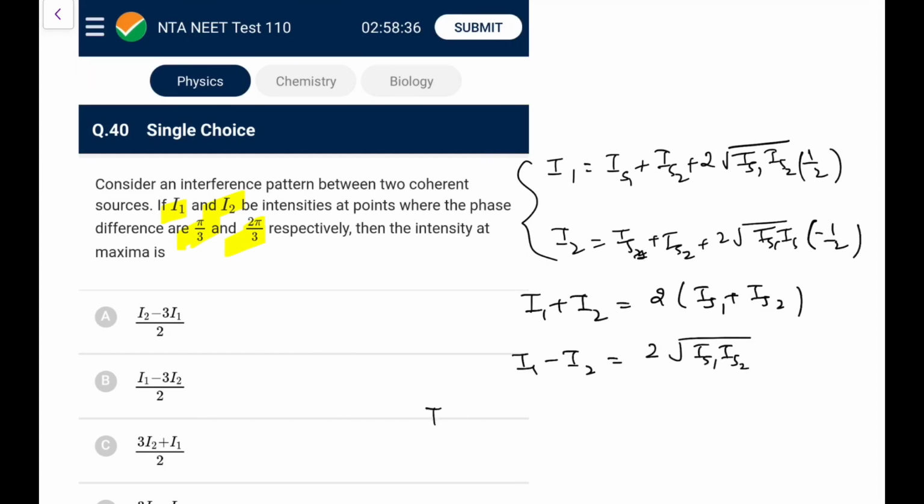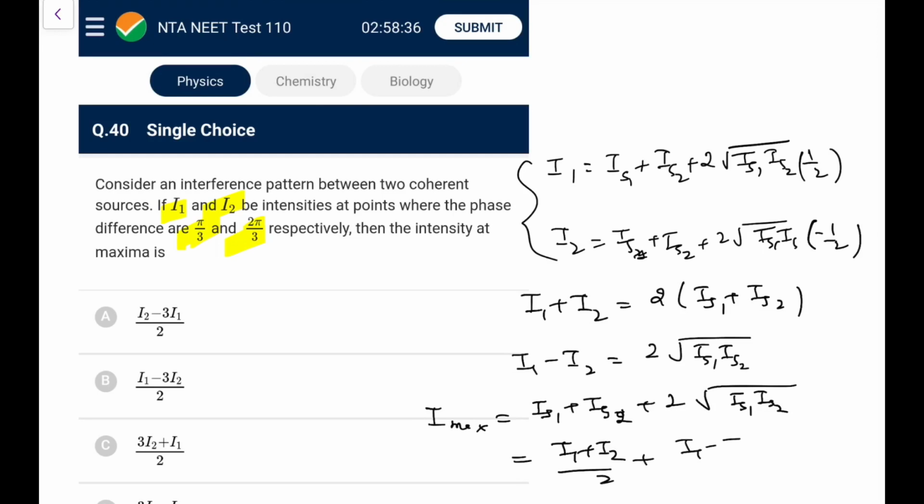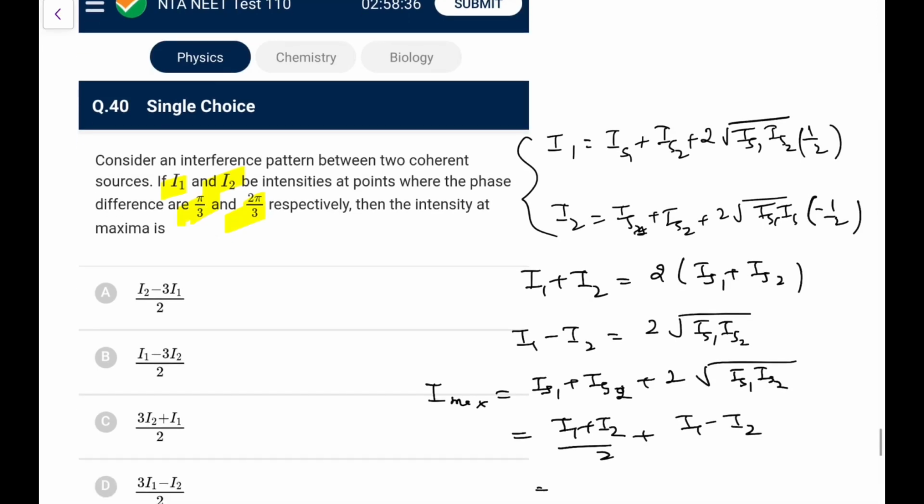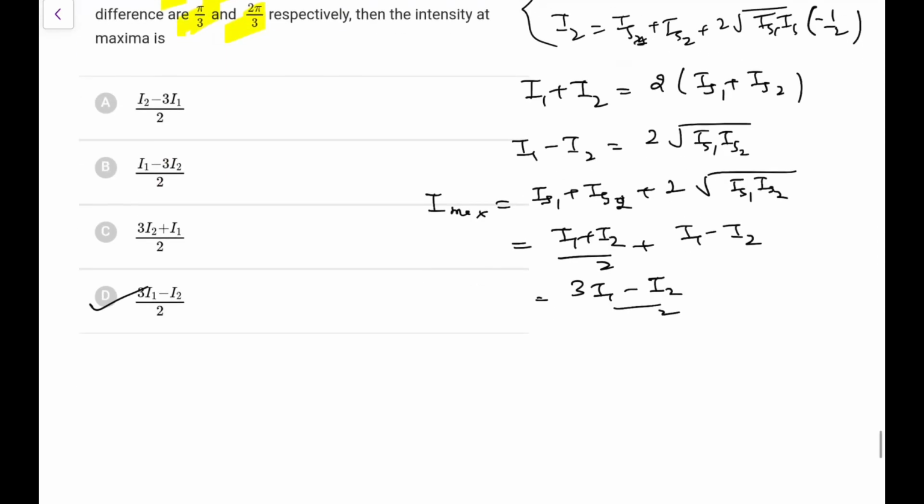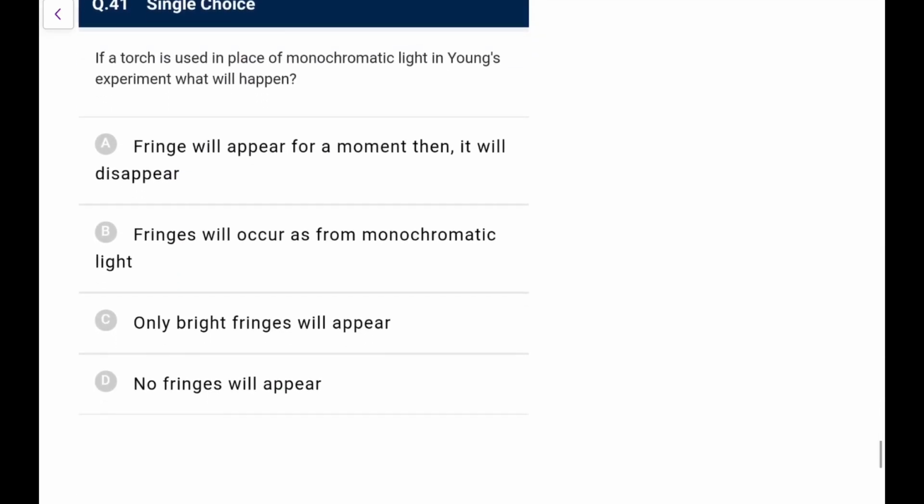And we know the intensity at the maxima would be IS1 plus IS2 plus 2 root IS1 IS2. So IS1 plus IS2 is from the first, I1 plus I2, and this 2 root IS1 IS2 would be I1 minus I2. So if I do this, what I'll get is 3I1 minus I2 by 2. Go for option, which one? This is option D that we are getting. So it's a nice question, very basic question, but asked in a very nice way.